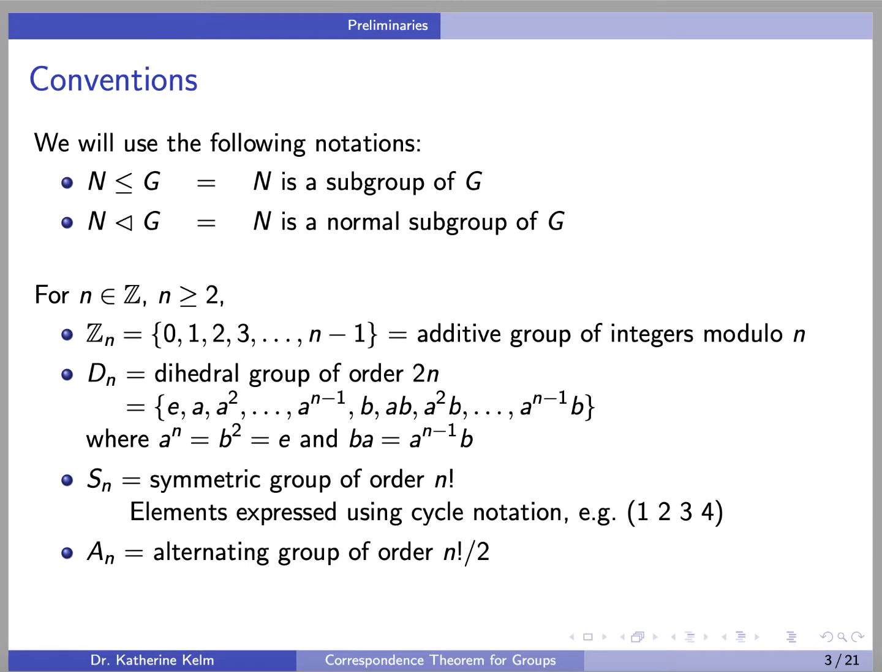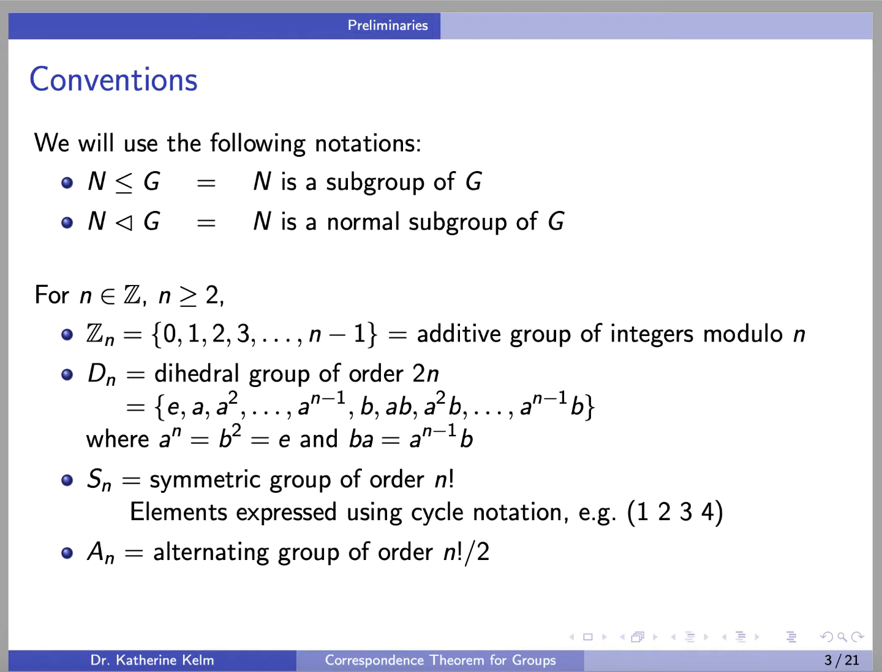We will use these notations: H ≤ G means H is a subgroup of G, and N ⊴ G means N is a normal subgroup of G. For an integer n greater than or equal to 2, Zn will stand for the additive group of integers modulo n. Dn will denote the dihedral group of order 2n, with a rotation element a and a flip element b, such that a^n = b^2 = e, and ba = a^(n-1)b.